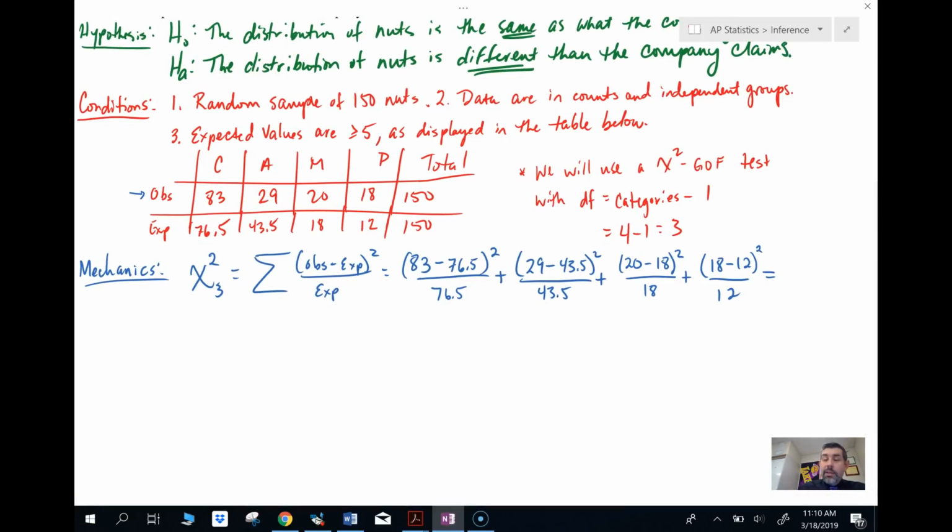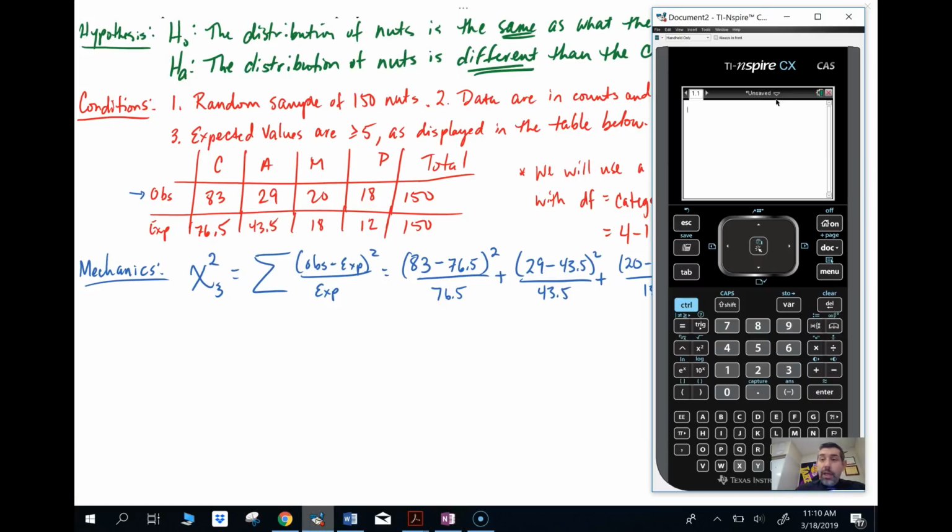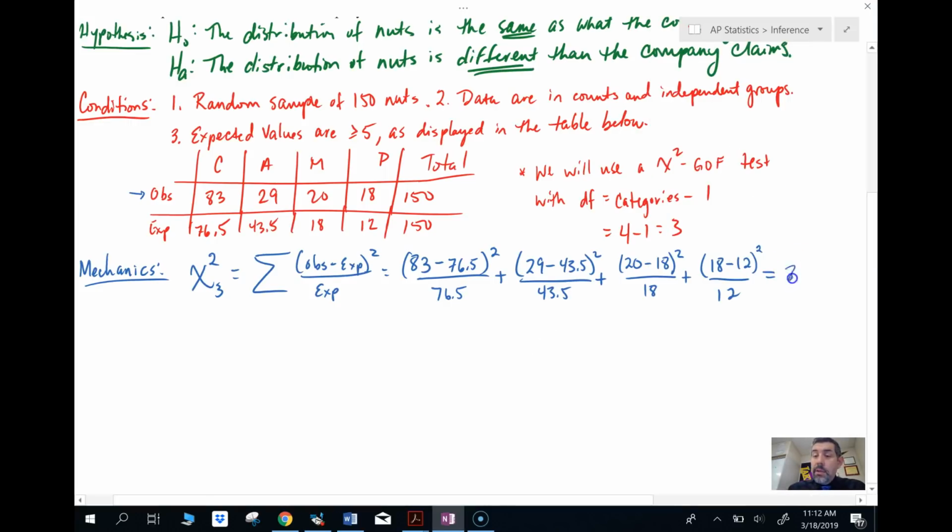Then I'm going to have these terms, and I'm going to add them in my calculator. I choose to use a TI Inspire, so I'm just going to throw this in here real quick. You want to put all of this in your calculator as much as you can. And we're going to get 8.608.